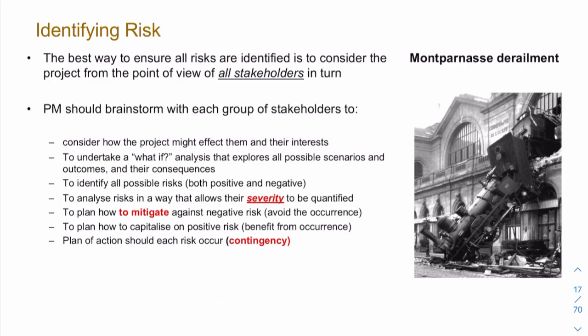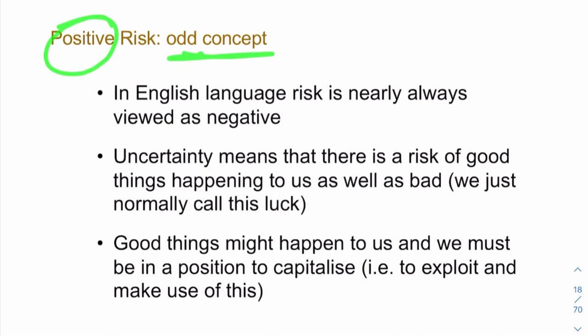The idea of positive risks is not always immediately obvious, because in English, when we talk about risk, it has a negative connotation. The word risk isn't neutral, it is negative. But we have to remember that there is such a thing as positive risk. It's what we would normally call good luck or good fortune. So think about what could happen which could be fortunate. What could happen which could make our project more successful? What could make the objectives more likely to be achieved? Or what could allow us to exceed our objectives?